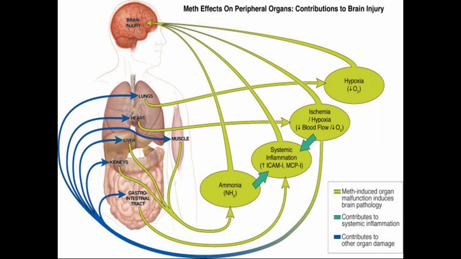If you see, this picture presents how organ malfunction induces brain pathology. For example, we can see hypoxia, ischemia, systemic inflammation, and the gas of ammonia. Sorry, but we have different systemic inflammation that can contribute to producing brain injury in general, from the lungs, heart, liver, muscle, kidney, etc.